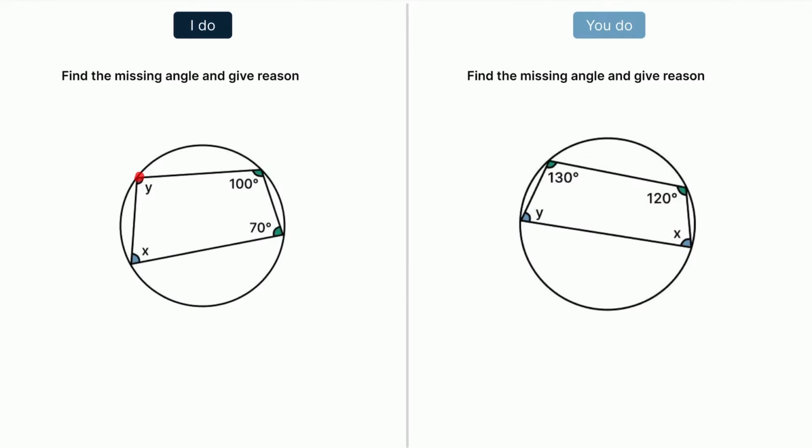So again, here, first thing to check, do all 4 points lie on the circumference? Yes, they do. It's a cyclical quadrilateral. So x is going to equal 180 take away 100, which is 80 degrees.